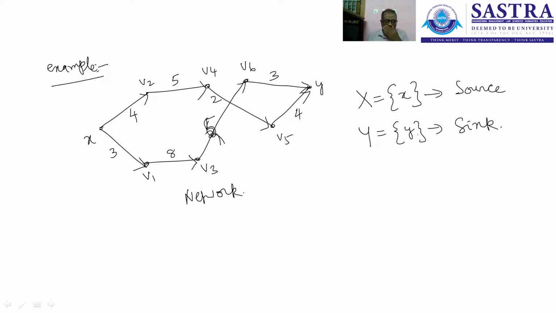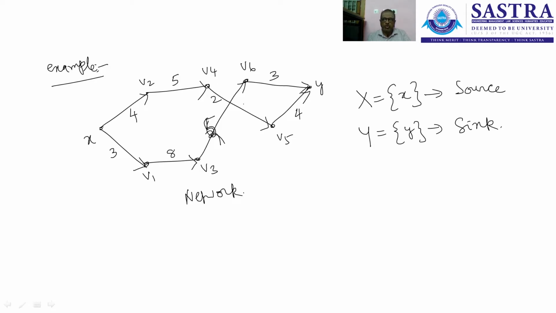Suppose I have a quantity of goods at X, and I want to transport it to Y through the paths given here. Either I can take V1, V3, V6 and reach Y, or start from X, go to V2, V4, V5 and then Y. So I have more than one path.